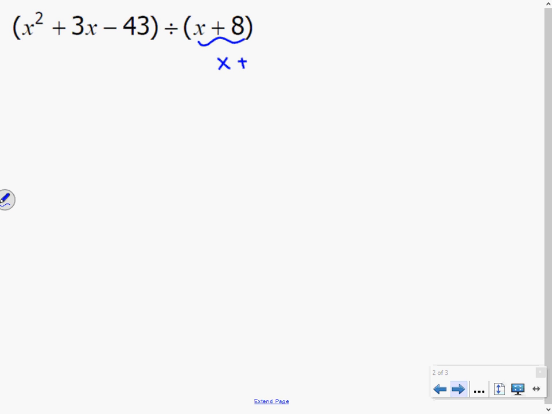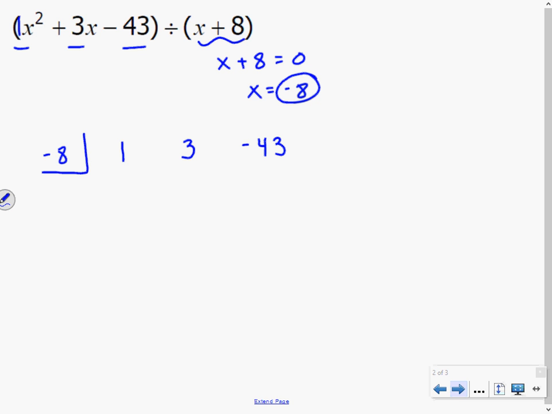The reason we're doing that is this negative 8 we get is going to be an important part of the synthetic division setup. When we're setting up synthetic division, we're going to have this little box, this little corner, where we put that negative 8. And then to the right of this we list the coefficients of our dividend: 1, 3, negative 43. Then give yourself some room underneath and put a bar.